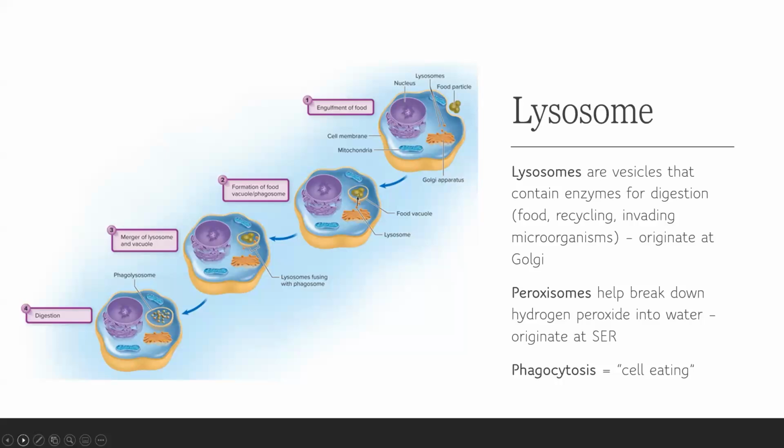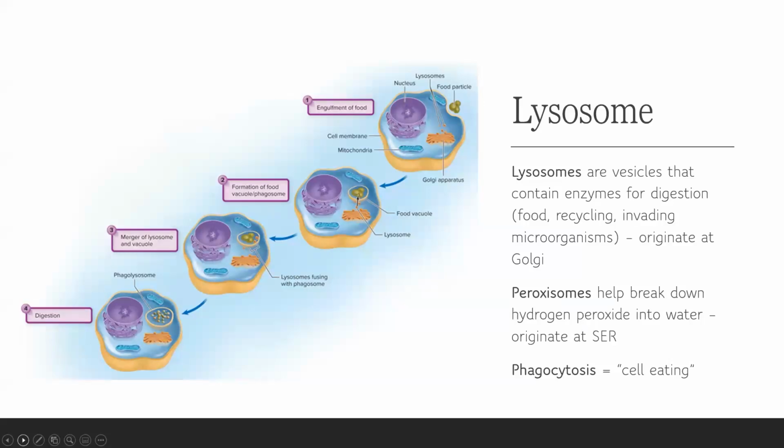Okay, so the lysosome is a vesicle that contains enzymes for digestion. So they'll have very specific enzymes to move a reaction forward or expedite it. It can be for the digestion of food. It could be for recycling of organelles or ribosomes. It could also be for digesting invasive organisms, like if it found a bacteria that was not supposed to be there. These lysosomes originate at the Golgi.